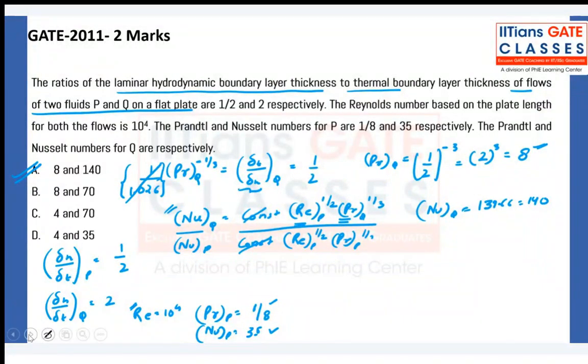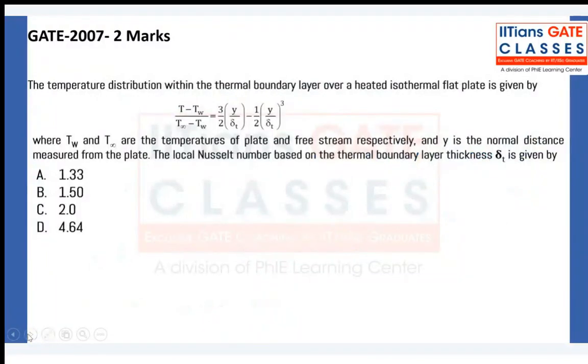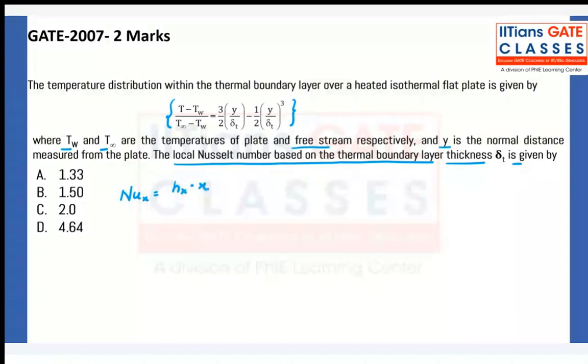The temperature distribution within the thermal boundary layer over a heated isothermal flat plate is given by, this is your dimensionless temperature distribution that is given to me. Tw is the wall temperature, T infinity is the ambient or free stream temperature, and y is the normal distance measured from the plate. The local Nusselt number based on the thermal boundary layer thickness is given by. So we have to find out the local Nusselt number at a particular x. It will be equal to hx times x by k of fluid, isn't it?